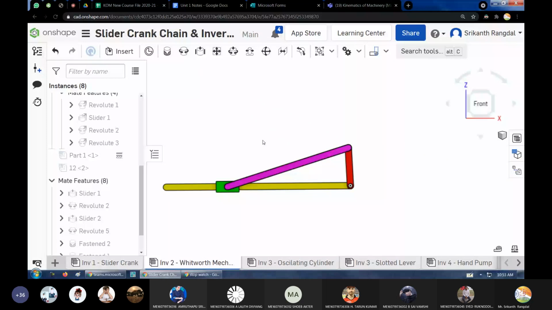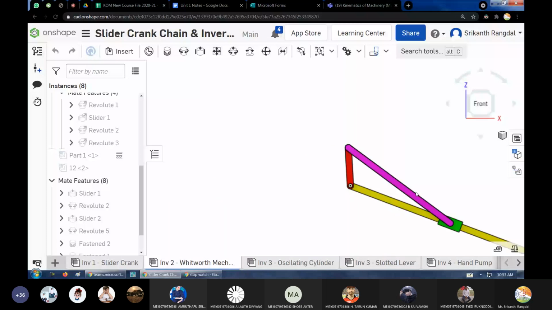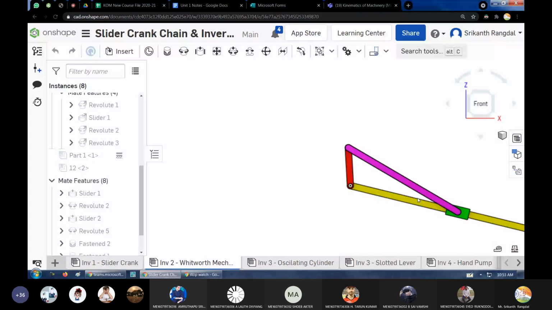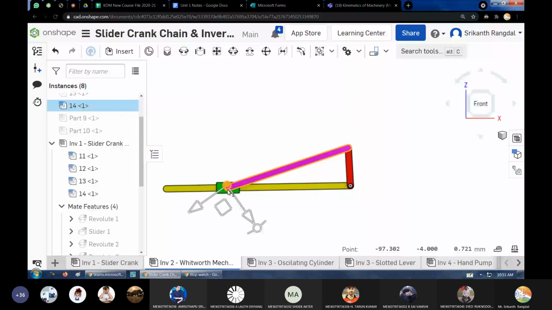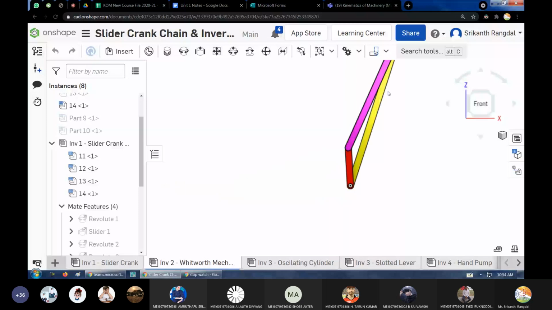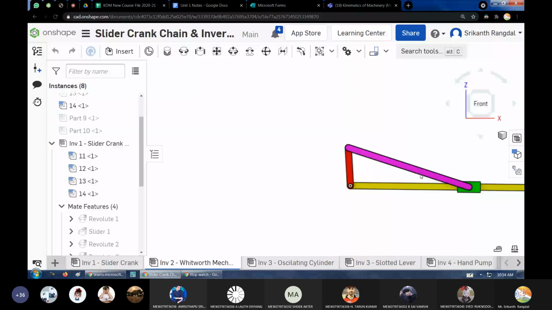Now, from this position to this position, you can see that the path covered by the endpoint of the pink link is shorter compared to the upper path. The upper path is longer, from that point to this point. Fine. So I'm taking two positions. When the yellow link is horizontal, that is the position I'm interested in.